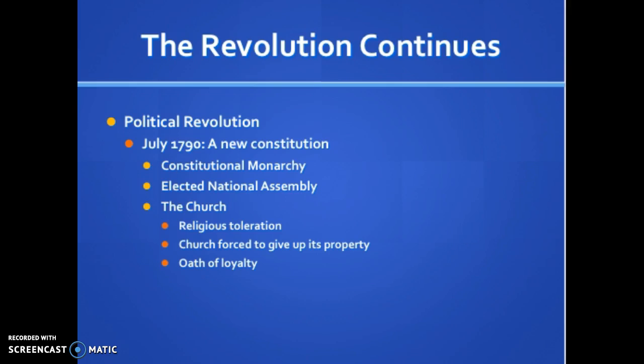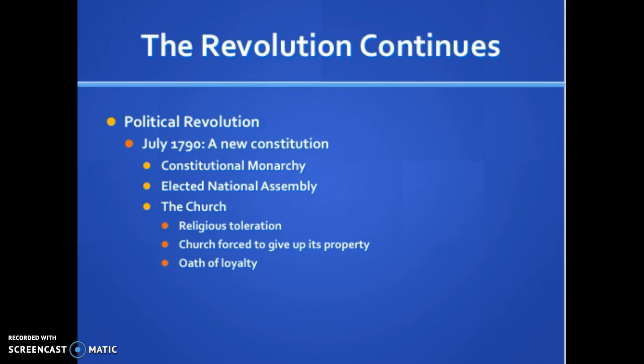At the same time, the Constitution is going to address the power of the church. Remember that the Catholic Church is the most powerful religious institution in France. Protestants have been persecuted for centuries. Under the Revolution, under the new Constitution, Protestants and Jews in France will be granted religious toleration. Again, another ideal of the Enlightenment.